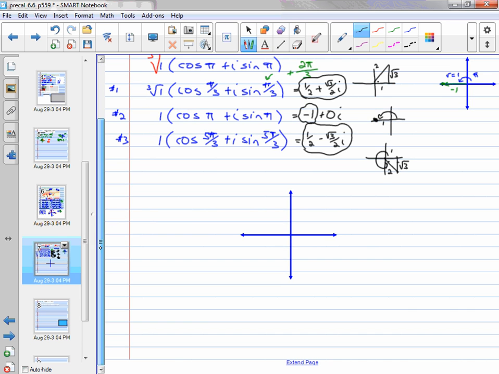I want us to plot these things. So if I plotted these all around my unit circle, or my complex plane, real and imaginary over here, over 1/2, up square root 3 over 2, so right about there, back 1, right about there, over 1/2, down square root of 3 over 2, right about there. So they should be evenly distributed around the circle. If you use your imagination, those are evenly distributed around the circle. Last one.